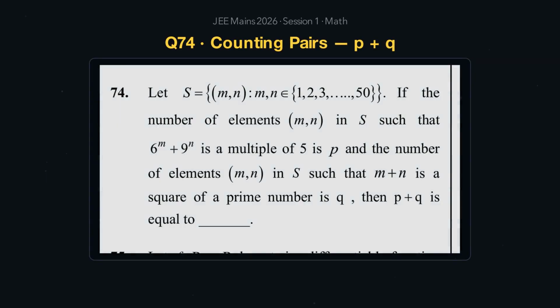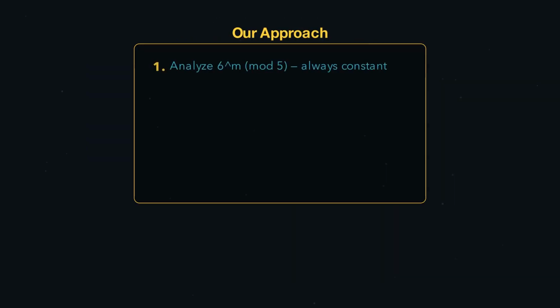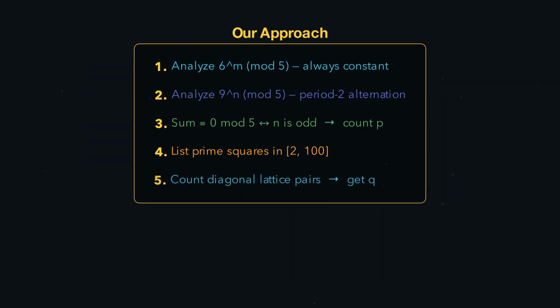This looks like a counting problem, but hidden inside is a beautiful pattern from modular arithmetic. Here's our approach. First, we'll analyze what 6 to the power m and 9 to the power n give modulo 5. Then we'll find exactly when their sum is divisible by 5, which gives us p. Next, we'll hunt for prime squares in the valid range, count diagonal lattice pairs, and get q. Finally, we add them for the answer.